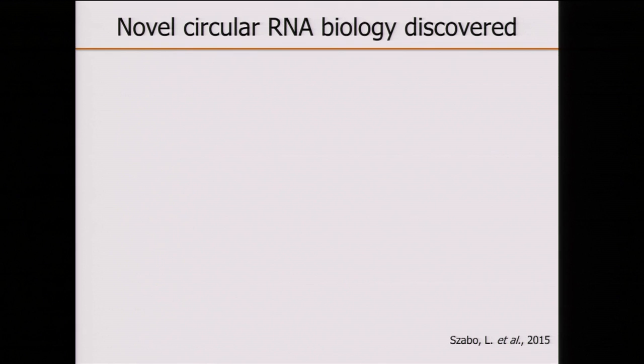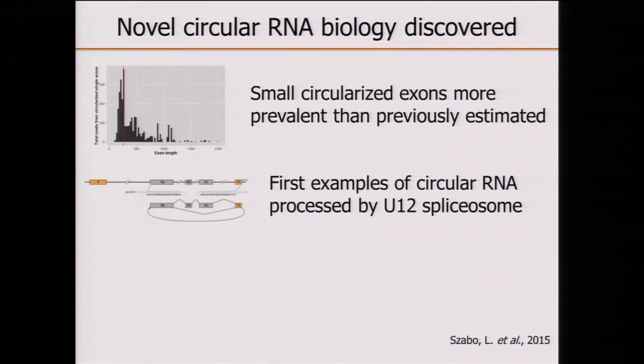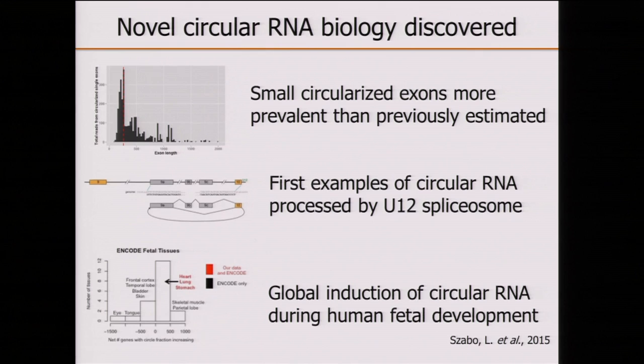So really quickly, we applied this method and we were able to discover some new biology about circular RNA that had been overlooked by other methods. We found that small circularized exons are more prevalent than previously estimated by other algorithms. We also found the first examples of circular RNA that are processed by the U12 or minor spliceosome. And we found global induction of circular RNA during human fetal development.